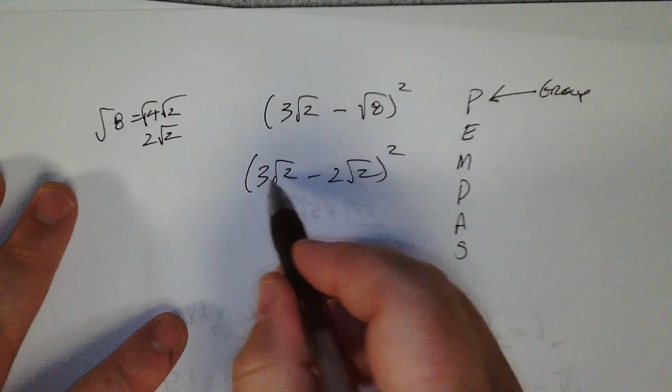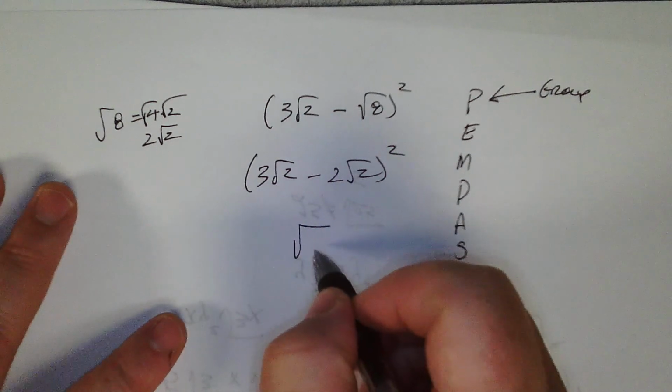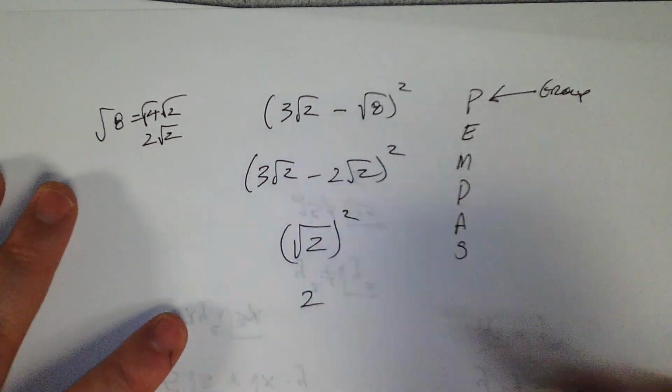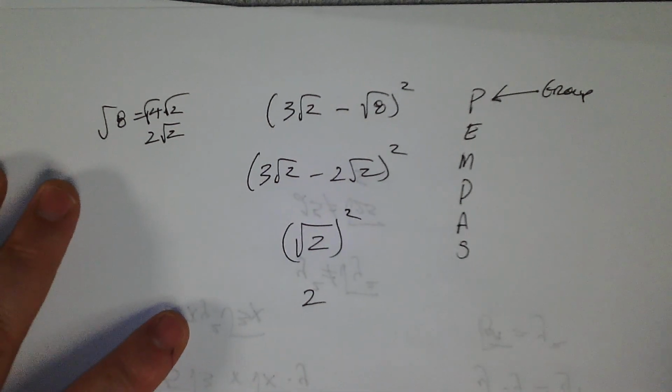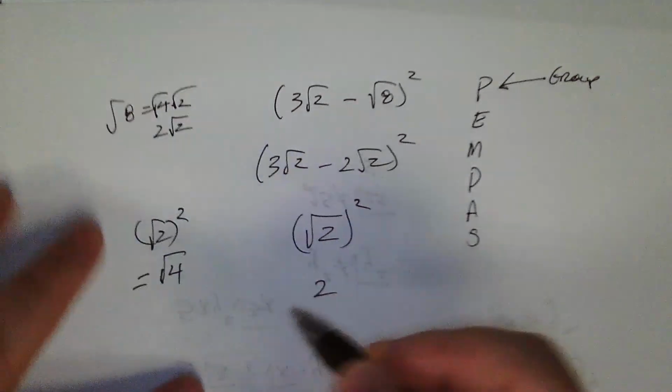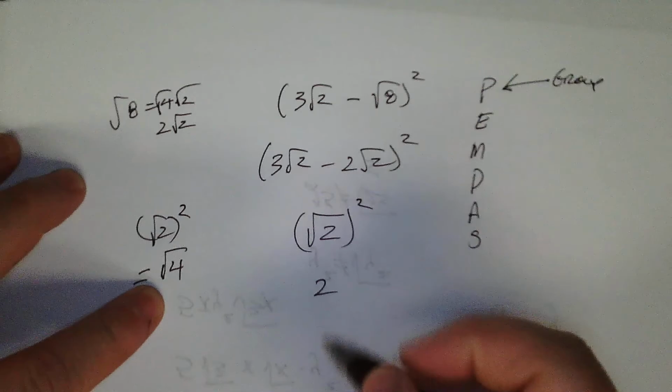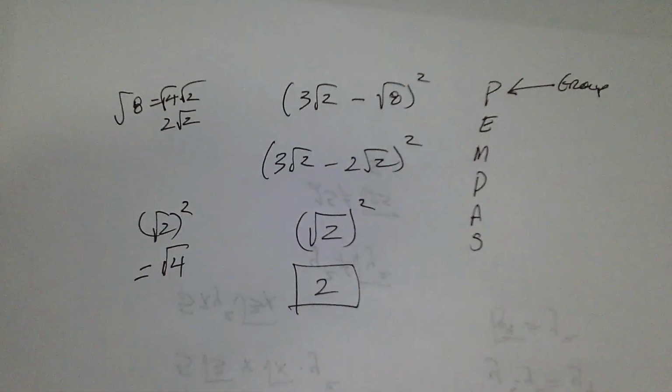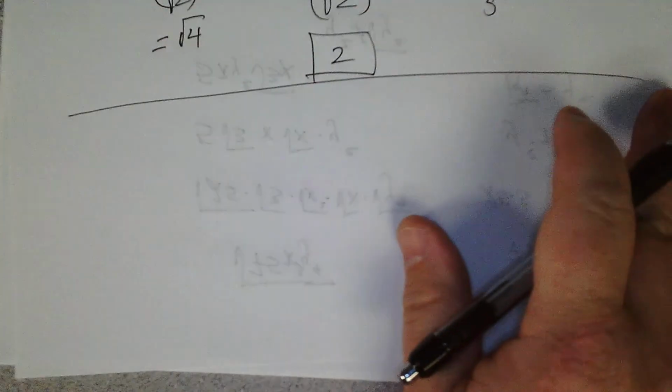3 minus 1. 3 of something minus 1 of the same thing is one of those things. Square root of 2 squared is equal to the square root of 4. And that's saying what squared is 4? And the answer is just 2. D-O-N-E, finished, done. All right, so last one. We'll go ahead and do those bonus questions, shall we?